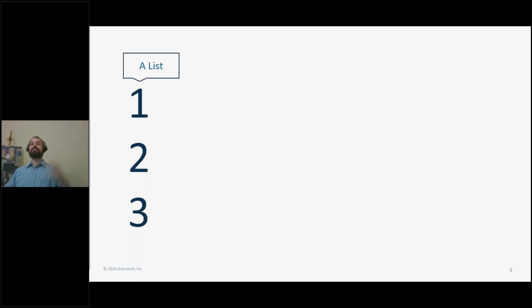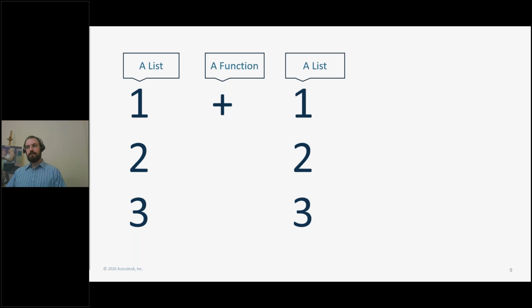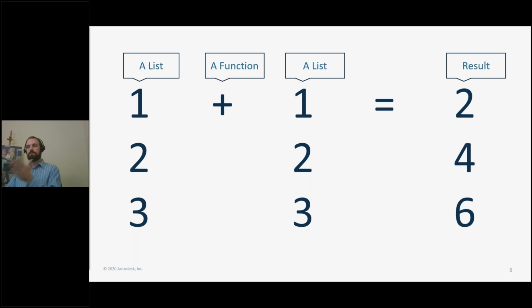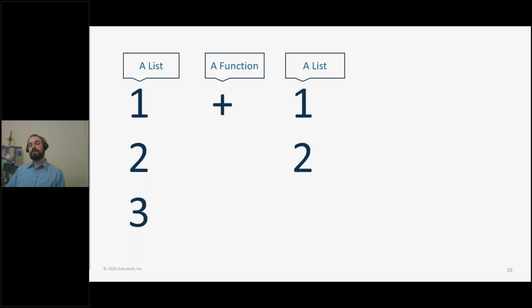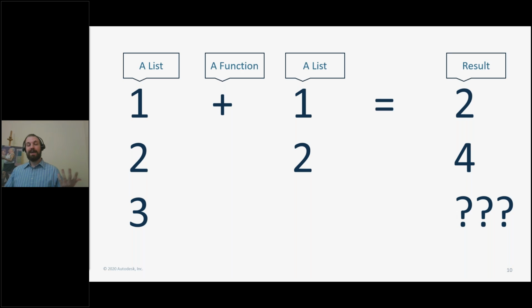Now if we take a list and wire that into a function, and then we add another list, this starts to get a little bit more complex. You could just draw the line straight across, and that's probably what your mind's doing right away. 1 plus 1 is 2, 2 plus 2 is 4, 3 plus 3 is 6. But what really gets interesting is if I have that list, 1, 2, 3, wired into a function with another list that's a different length. 1 plus 1 is 2, 2 plus 2 is 4, 3 plus, wait a minute, what do I do with that 3?